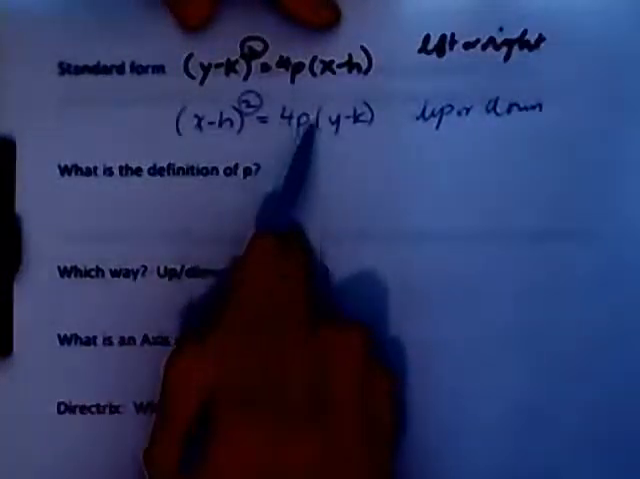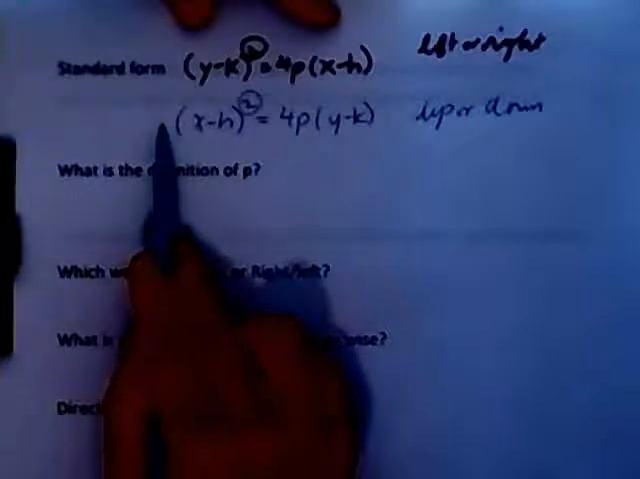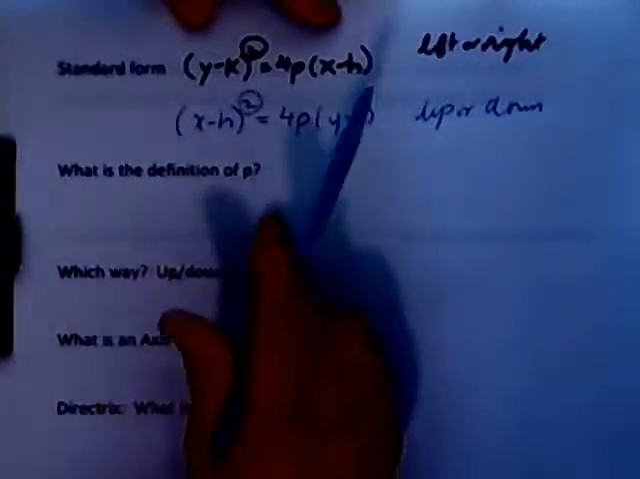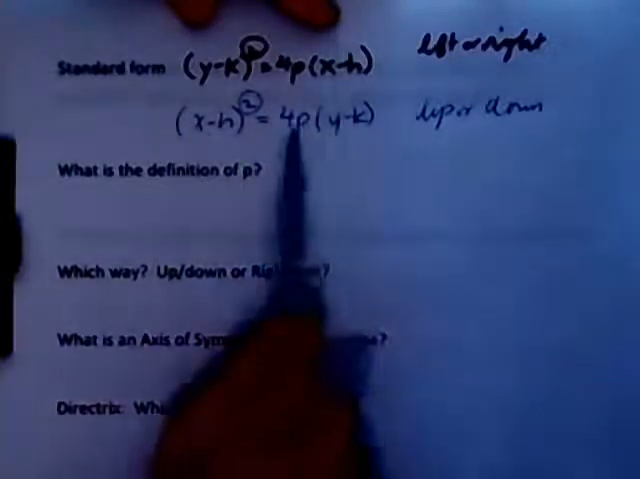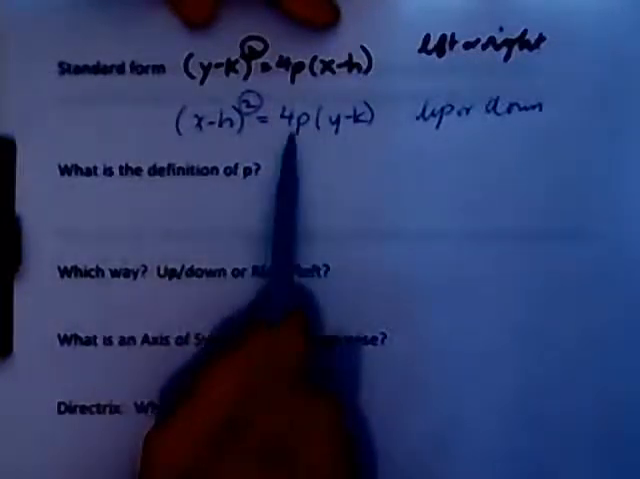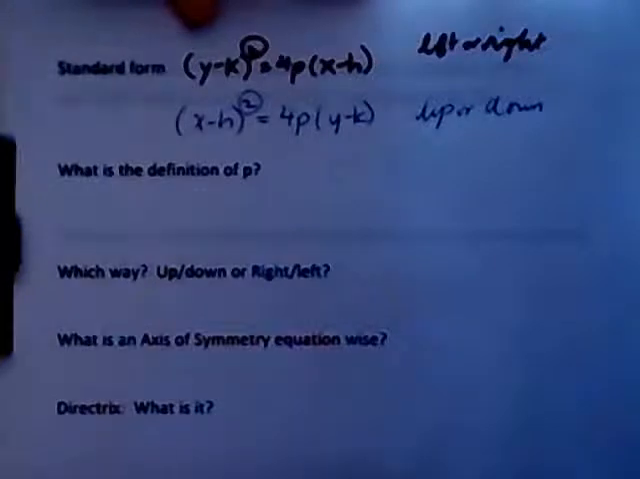Sometimes some books will have the 4p on this side of the equation. It's going to be 1 over 4p times, and they're going to get rid of this one right over here. So sometimes the 4p is 1 over 4p on the right side. It doesn't really matter. They're the same form of the equations.